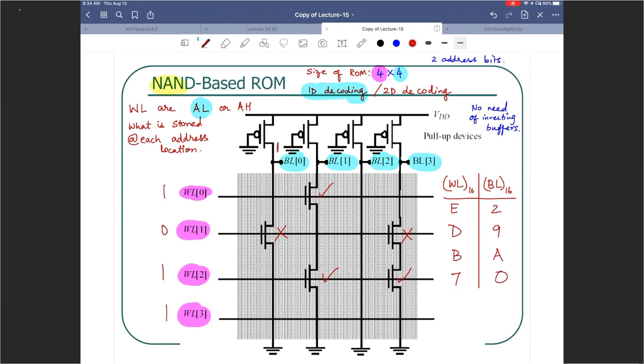Bit line one reads a low because both the transistors in that column are on. Bit line two by default is one, it will read a zero, sorry, because it's connected to ground. Bit line three cannot go to ground, it has to read one. You see that presence of the transistor resulted in a one. So we don't need inverting buffers. It's already doing the job we want it to do. Wherever you need to put a 1, put a transistor. That's already doing that. That's why we don't need the inversion.